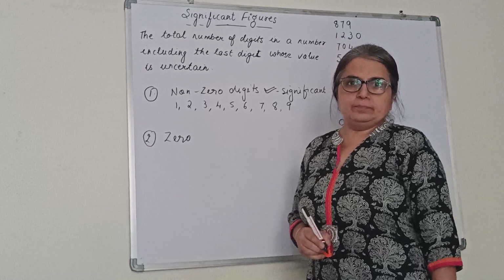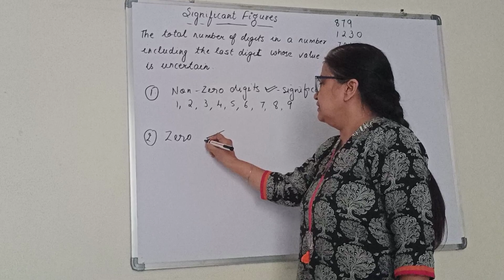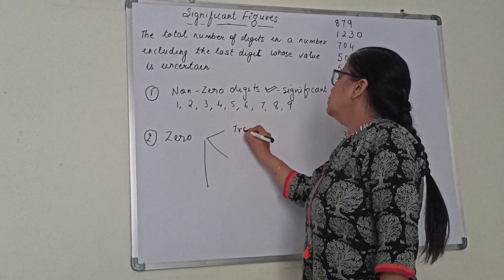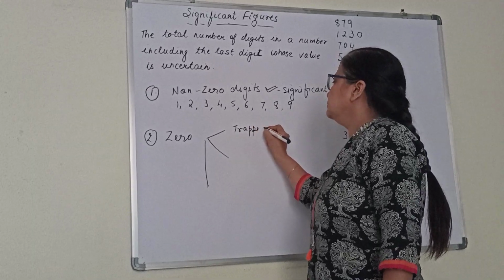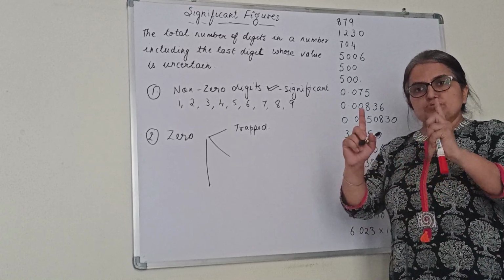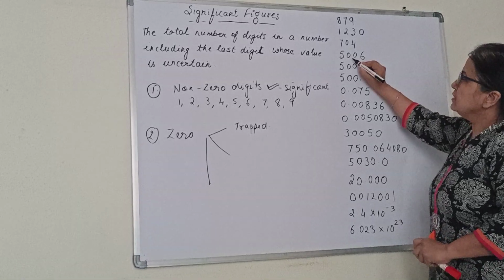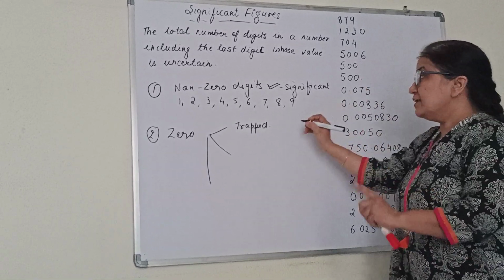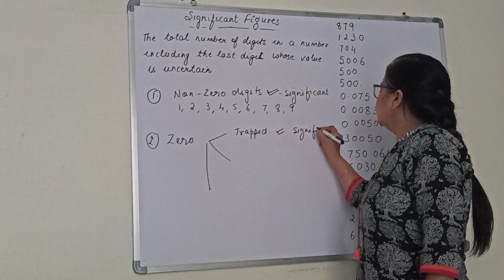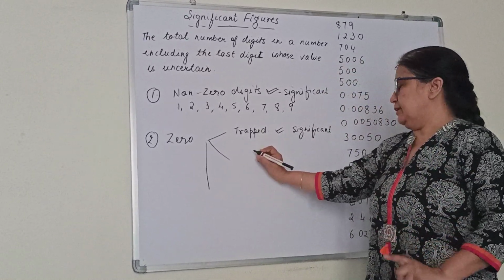What about 0 then? For 0, we will classify them in 3 different categories. First category, if the zeros are trapped. Trapped means they appear between any two non-zero numbers. Like you can see this one. This is a trapped 0. If it is a trapped 0, it is significant.